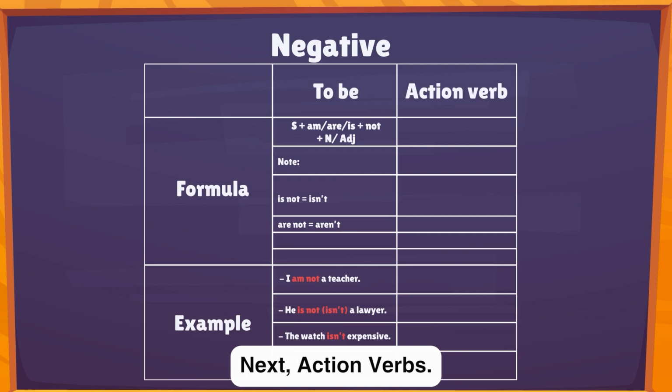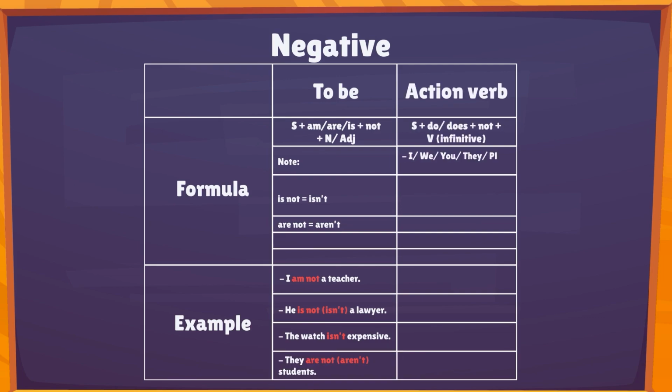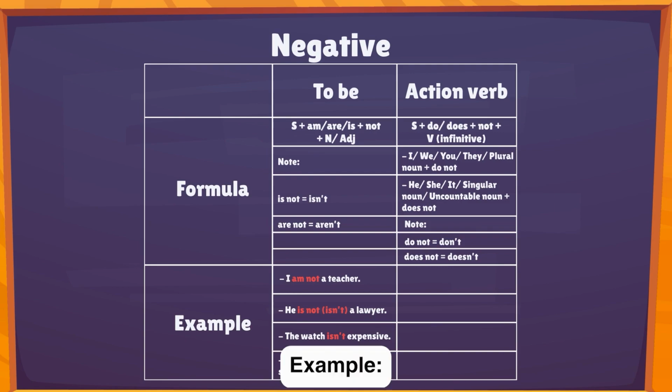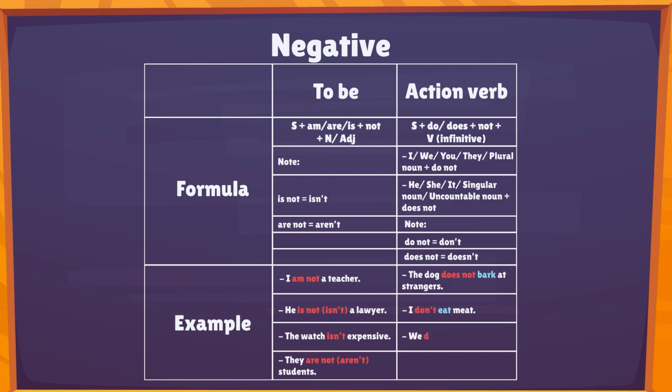Next, action verbs. Example: that dog does not bark at strangers. I don't eat meat. We do not like spicy food. The sun doesn't set in the south.